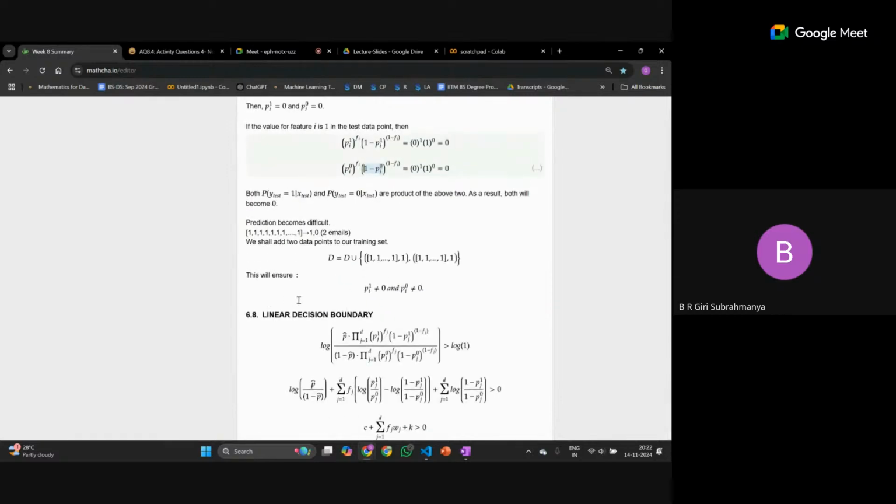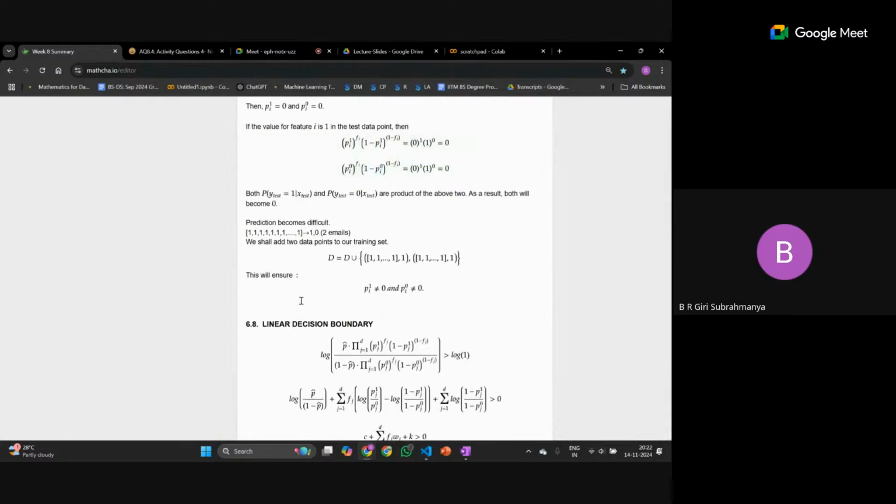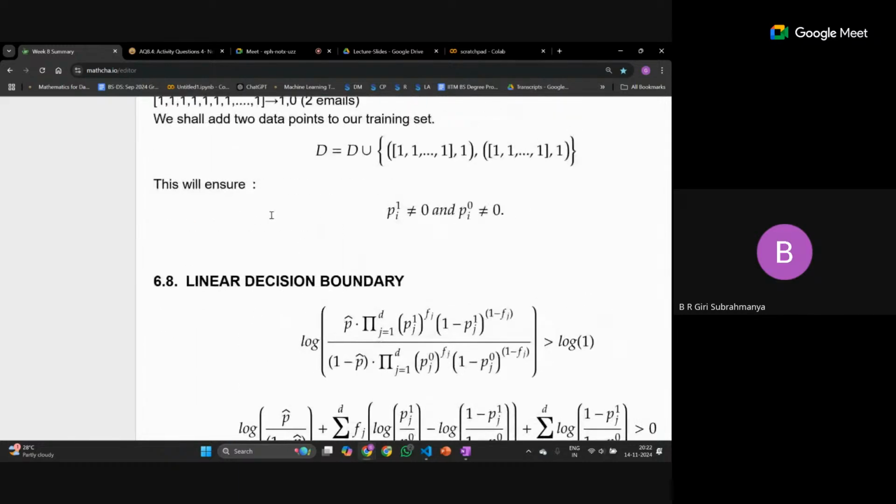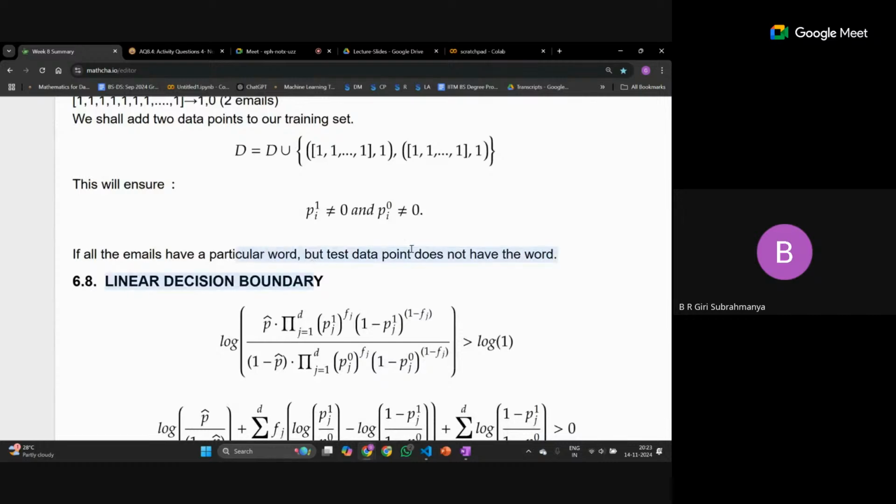Now what you should also know is, if all the emails don't have a particular word, then there's an issue. At the same time, if all the emails have a particular word, but the test data point does not have the word, that is also an issue. All the emails have a particular word, but the test data point does not have it.